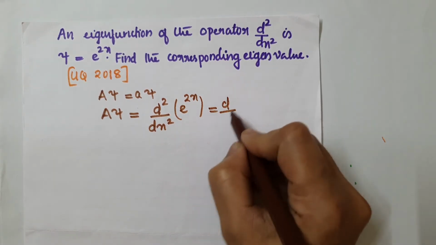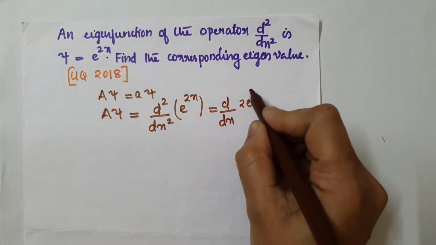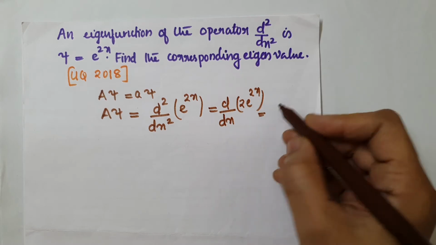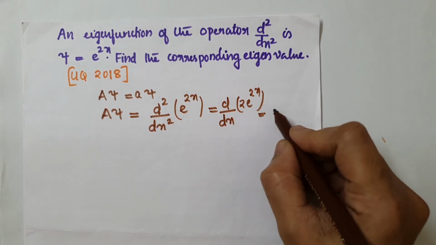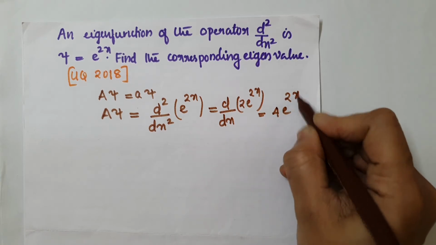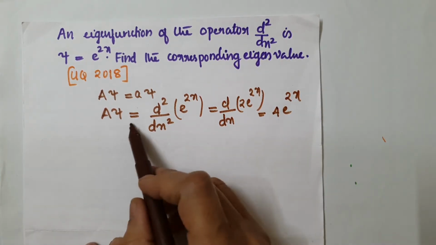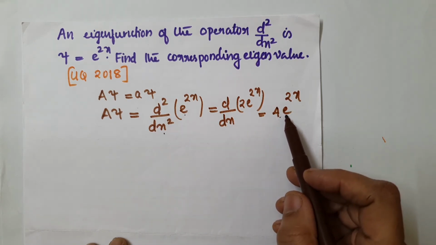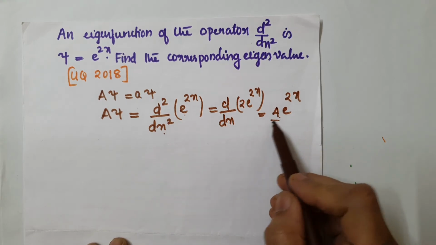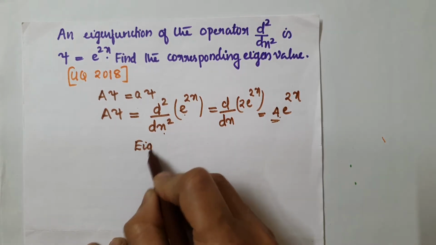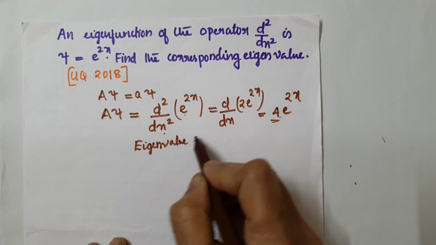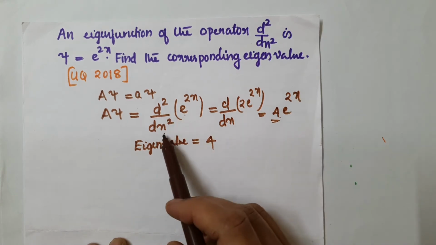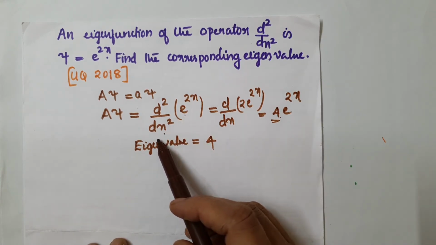Then we get d by dx of 2 e raised to 2x, or it can be written as d by dx of e raised to 2x, that is 4 e raised to 2x. That is A psi, or d square by dx square e raised to 2x is equal to 4 e raised to 2x. Hence the eigenvalue is 4. And e raised to 2x is the eigenfunction and d square by dx square is the operator.